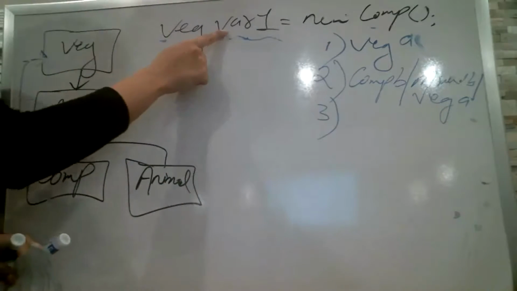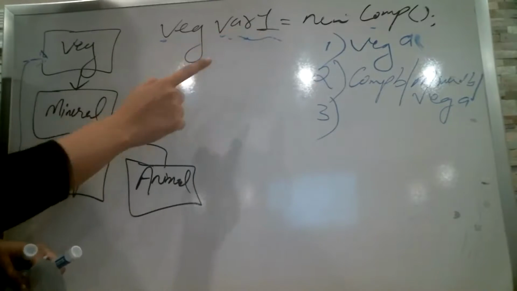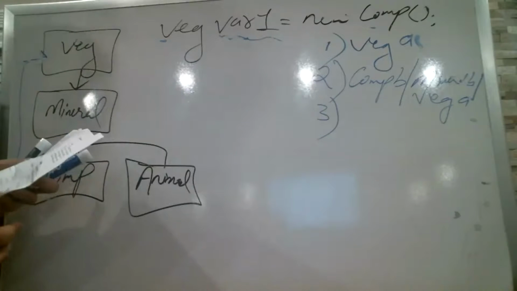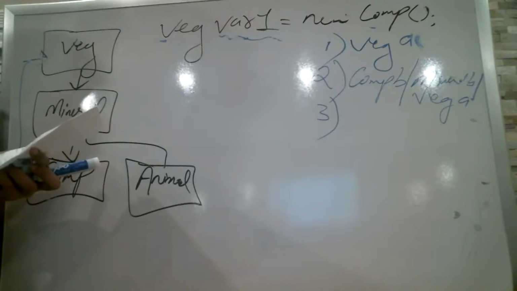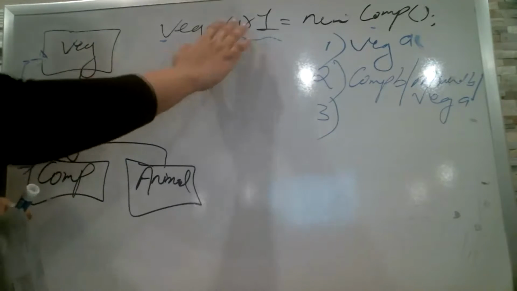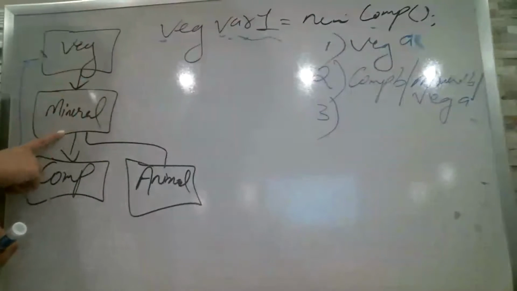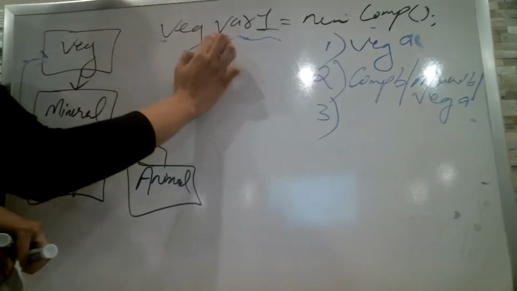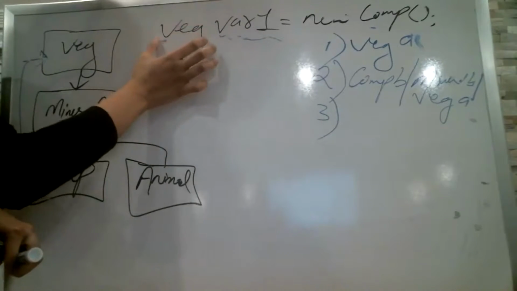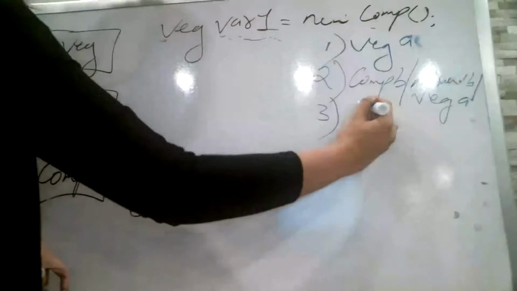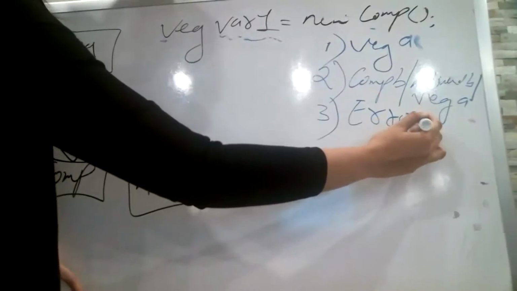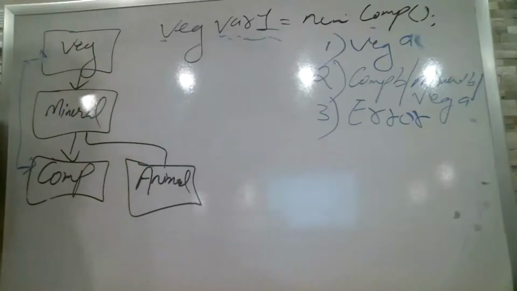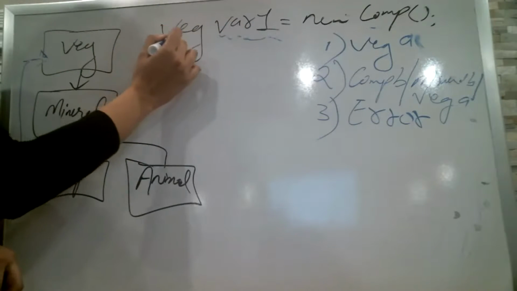Variable 1, we are working on the same object, now you are calling method C. Your first step is check vegetable. Does vegetable have method C? We will go in vegetable. Vegetable doesn't have method C. Doesn't matter if mineral has method C or computer has method C. If vegetable, this class which is creating this object, doesn't have this method, it will be an error. And it doesn't matter if computer has it, mineral has it, animal has it, we don't care. First thing was check this vegetable.